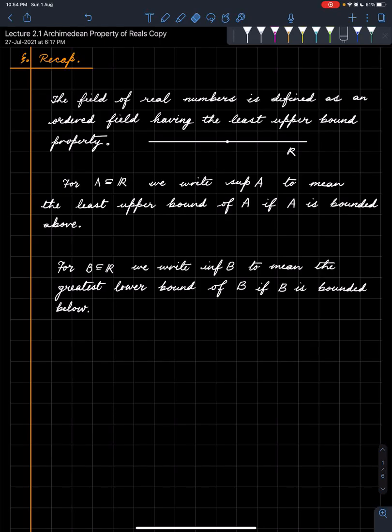Welcome to this lecture in the ongoing series of lectures in real analysis. Today we'll be discussing the Archimedean property of reals, and before that let us briefly recall what we have done so far.